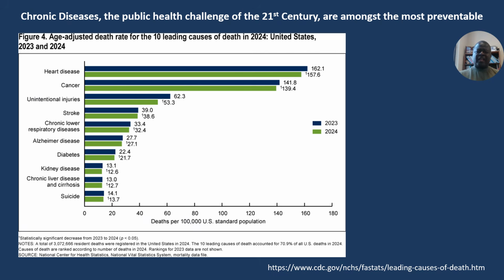The most current data on USA mortality rates is from 2024, which shows that the average life expectancy for the US population was 79 years, an increase of 0.6 years from 2023. The top leading causes of death in 2024 were heart disease, followed by cancer, unintentional injuries, stroke, Alzheimer's disease, diabetes, kidney disease, chronic liver disease, and suicide, making the top 10. These 10 leading causes account for over 70% of all deaths in the USA.